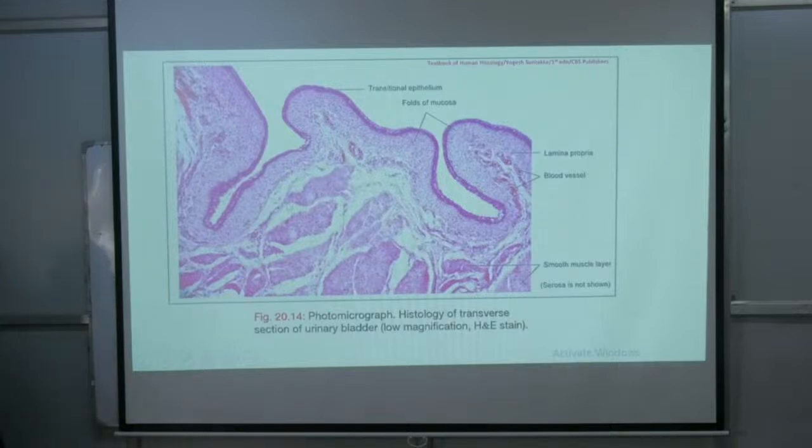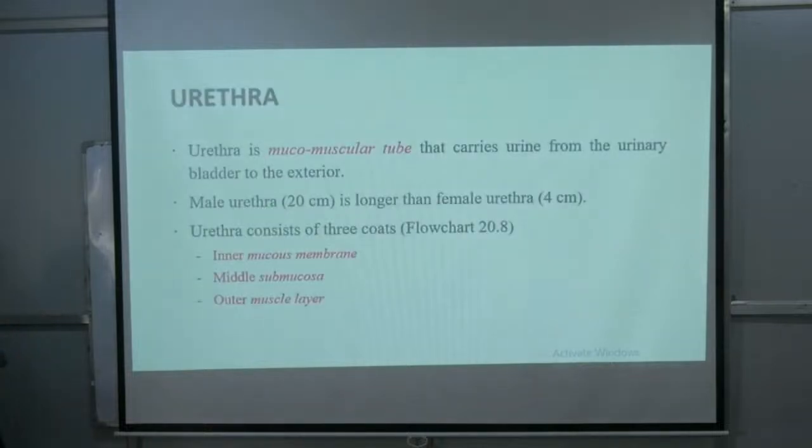This is the layer you are seeing here, the muscle layer or smooth muscle. These smooth muscles have a special name. We call them the detrusor muscle layer. So this is what we talk about in the urinary bladder.